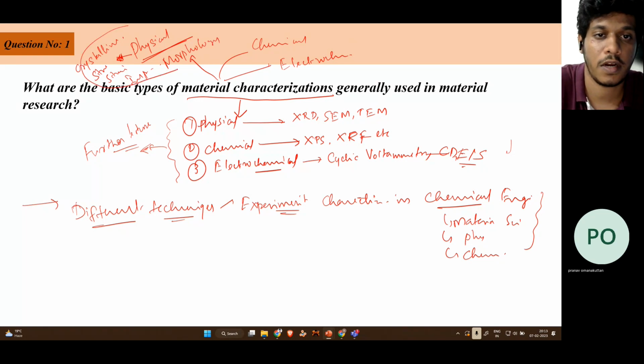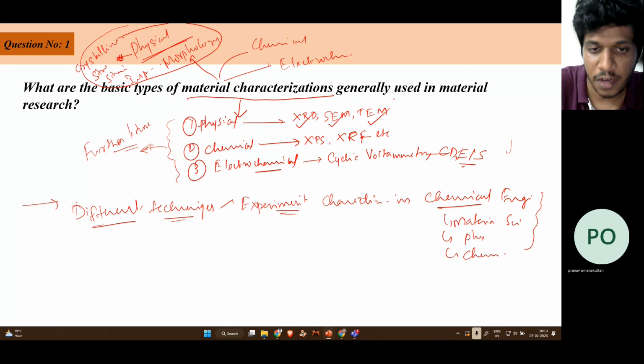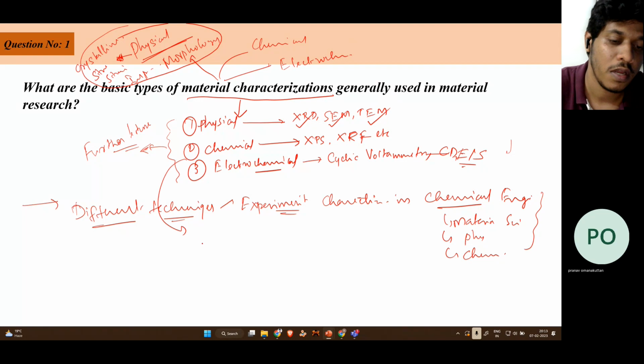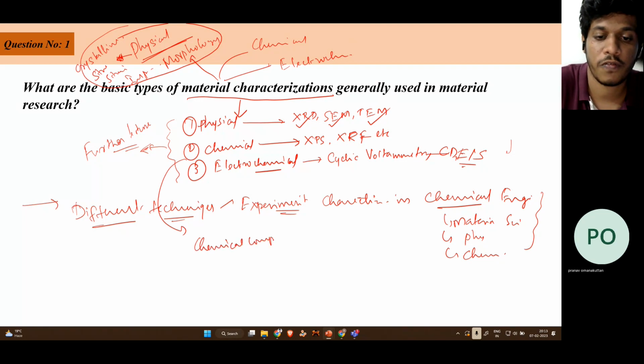The morphology of the system, all this information, can be obtained through physical characterization techniques, and some examples are XRD, SEM, TEM, etc. Now, if we need to know information about the chemical composition of the material, then we need to go for these chemical characterization techniques.